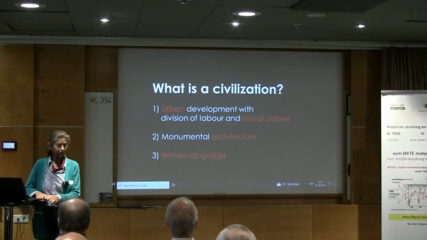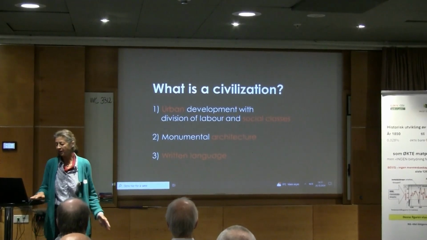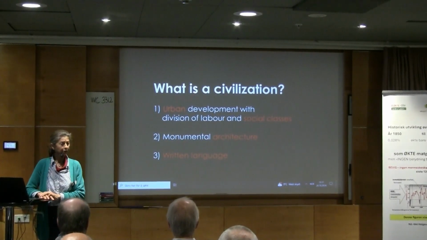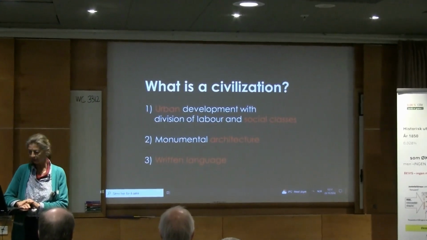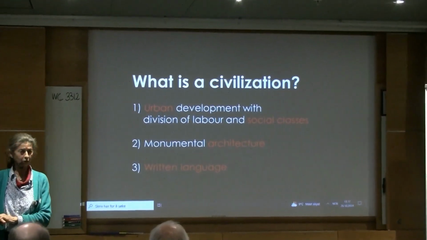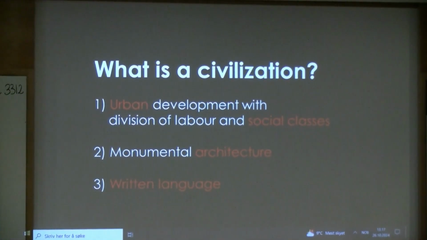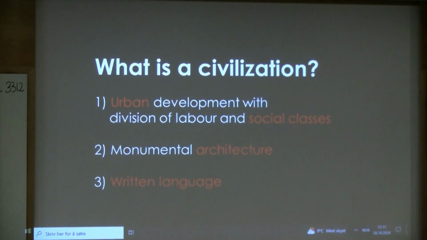But we have to look at what is a civilization? What's the definition? Historians say that there has to be three things present. An urban development with a division of labor and social classes. There has to be some kind of monumental architecture, and there has to be a written language. If these three are there, we have what we call a civilization.